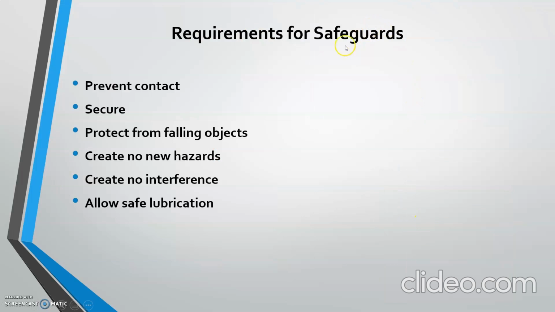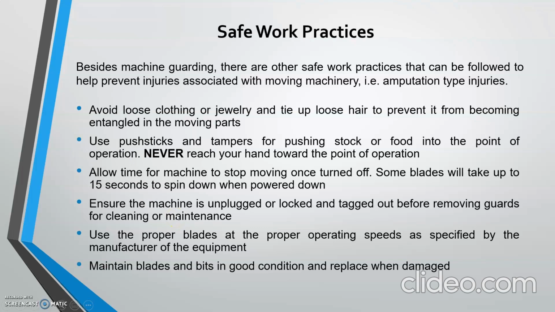So requirements for safeguard: first, to prevent the contact, and then secure, then protect from falling objects, create no new hazards, create no interference, and allow safe lubrication. So for safe work practice, besides machine guarding, there are other safe work practices that can be followed to help prevent injuries associated with moving machinery.